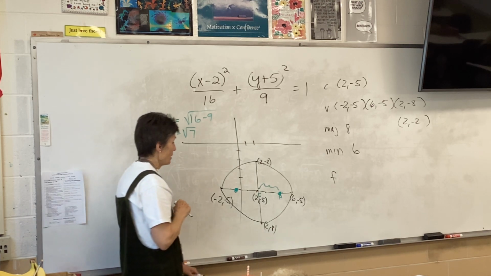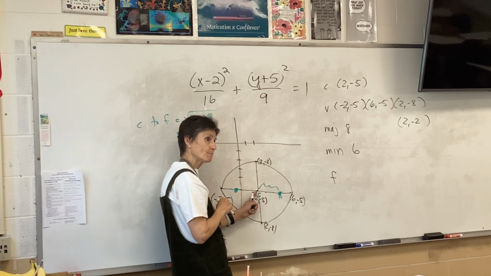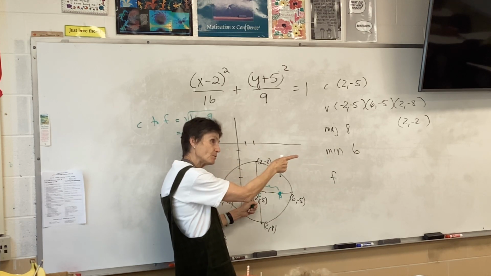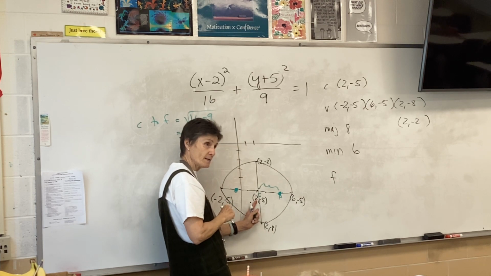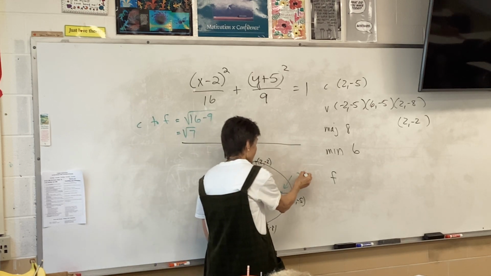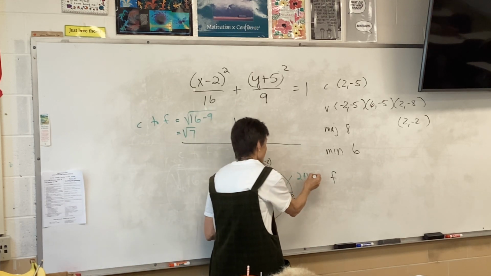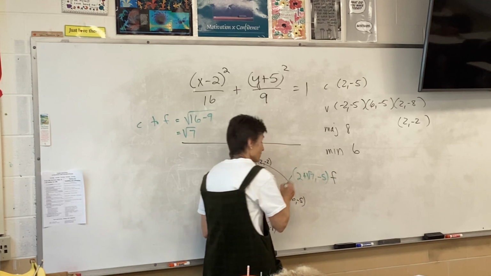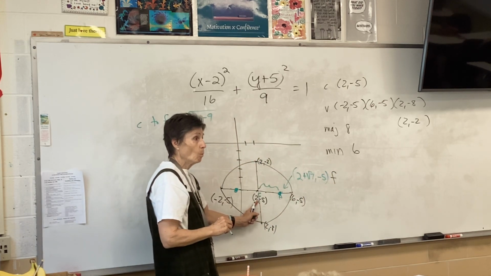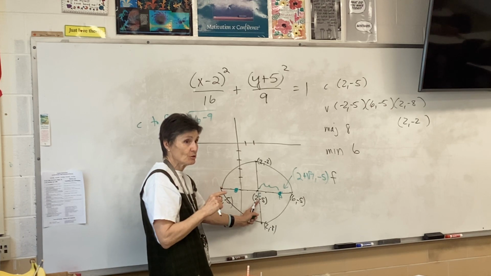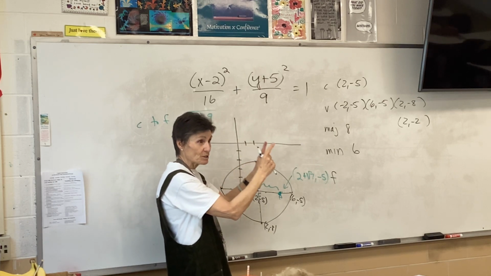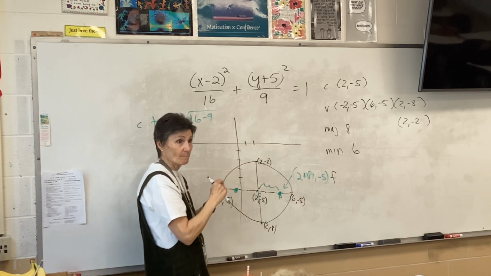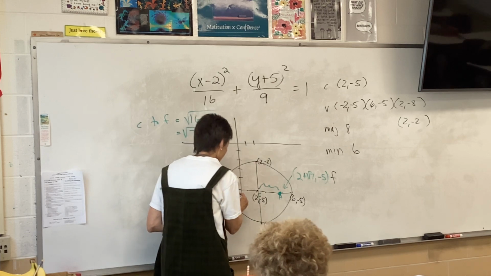So, that means I'm going to start right here, and I'm going to add root 7. I'm going to go root 7 that way. Okay, so where am I starting? At 2? So this point right here is 2 plus root 7, comma negative 5. Why am I adding the root 7 to the 2? Because I'm going sideways, which is x.